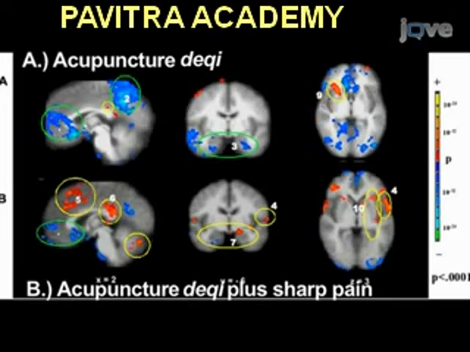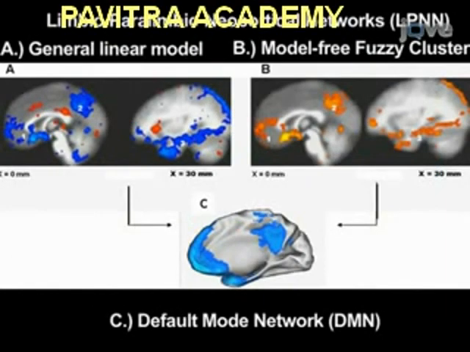Here we see overlap of limbic paralimbic neocortical networks, or LPNN, from 48 subjects during acupuncture stimulation with the default mode network, or DMN. The clusters of deactivated regions during acupuncture stimulation in the medial prefrontal cortex, medial parietal cortex, and temporal lobe of the LPNN by general linear model analysis and by model-free fuzzy cluster analysis showed marked similarity with the core regions of the DMN.